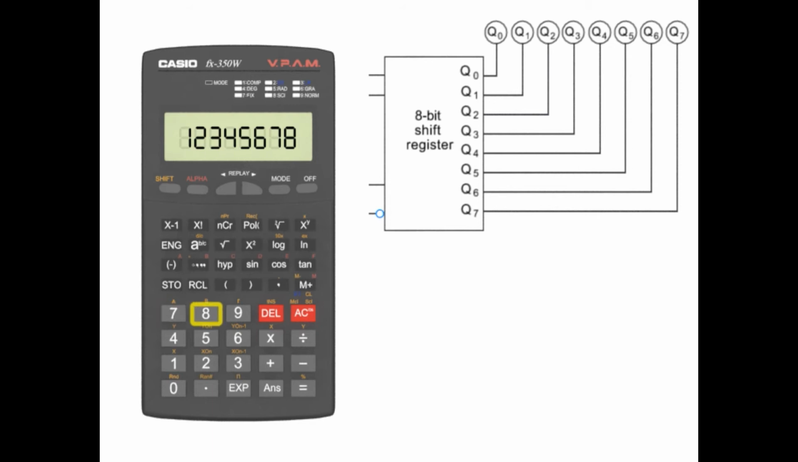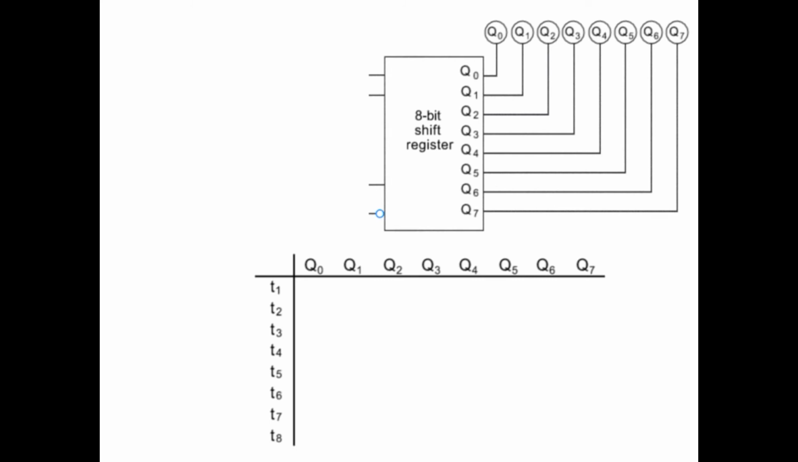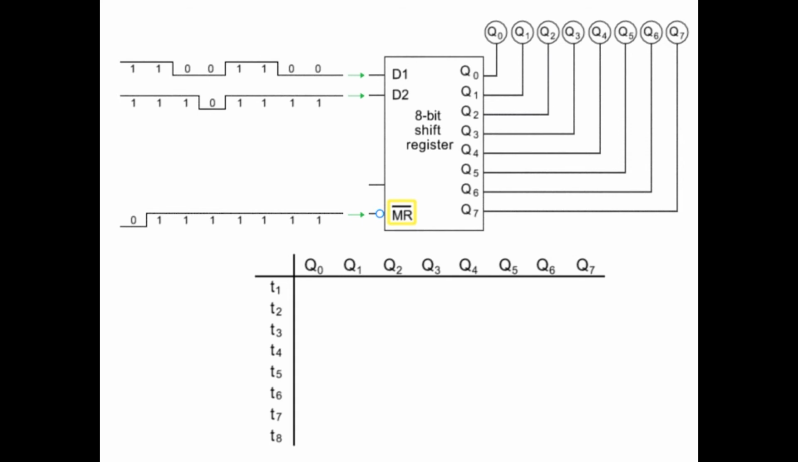Let's look at how a shift register operates by observing the shifting of an 8-bit register based on a series of binary data inputs. We have 2 serial inputs, D1 and D2, arriving at an AND logic gate. A master reset input at MR, which when activated by a low or 0 input, will override all other inputs and reset the Q1 through Q7 outputs to 0.